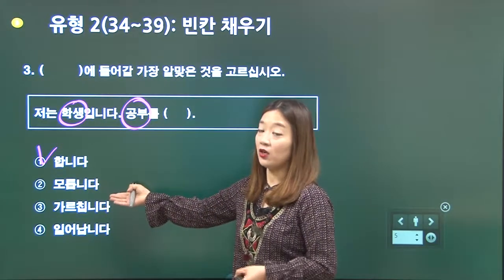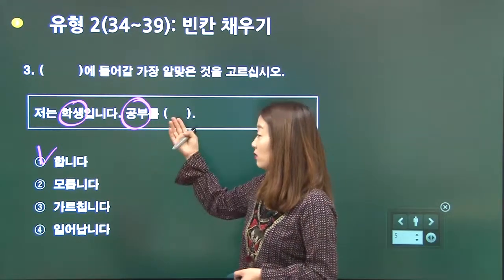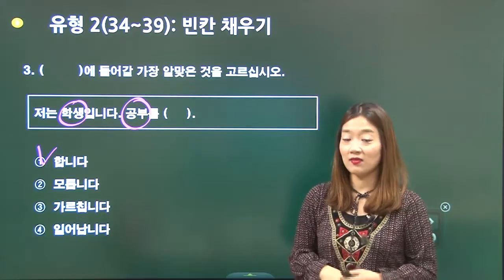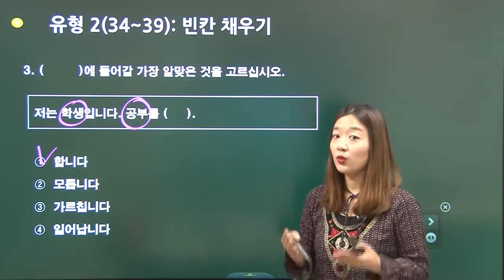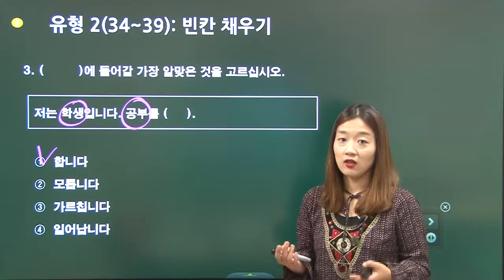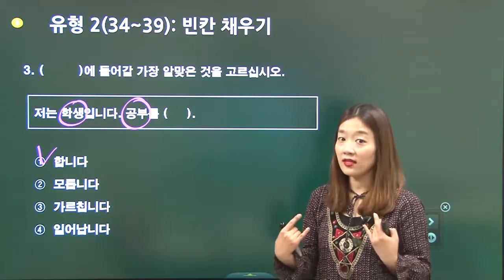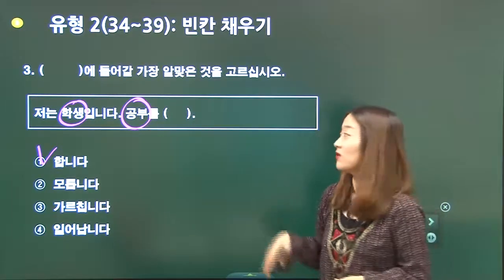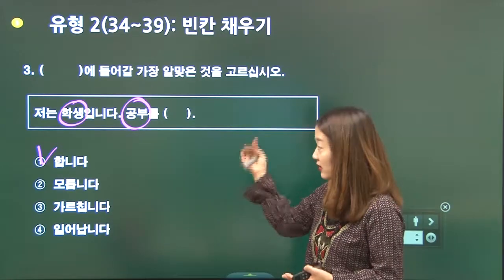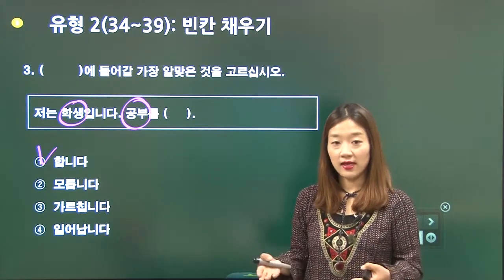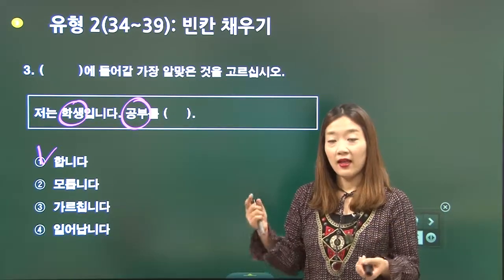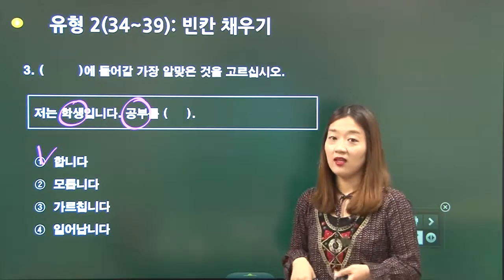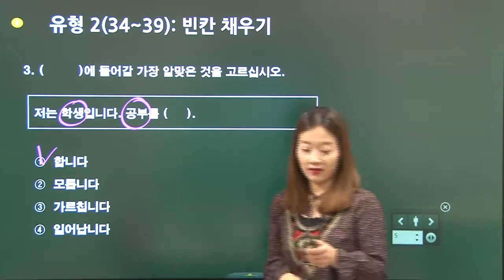모릅니다 means I don't know. But in this situation, it's not that great an answer, right? 가르칩니다 means teach. So who teaches? The teacher, right? 선생님. But there's no word 선생님 in this sentence, so it's not very right for this sentence. Number four, 일어납니다, has two meanings: stand up and wake up. And also, 일어납니다 is not right in this blank. So the answer will be 공부를 합니다.